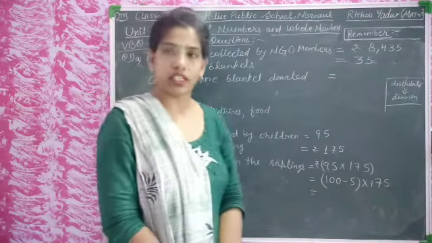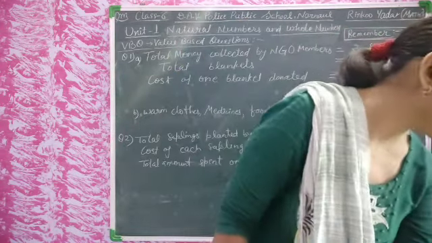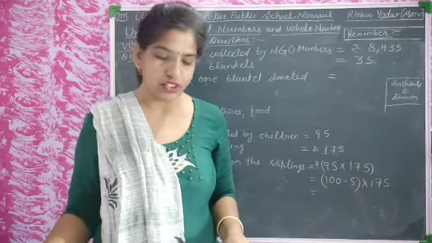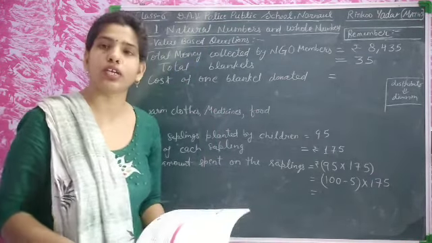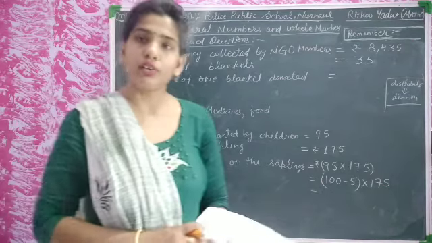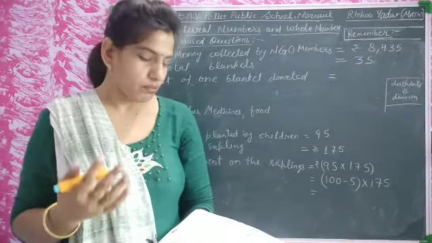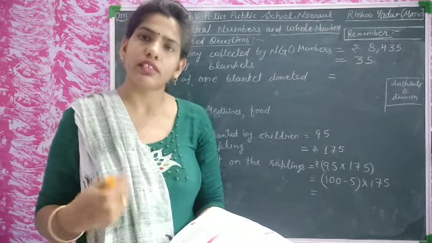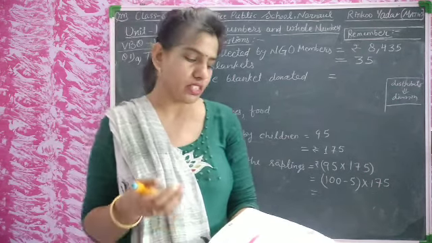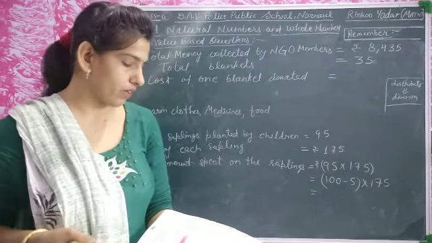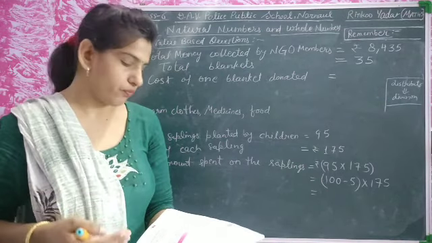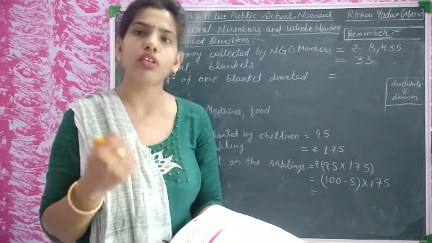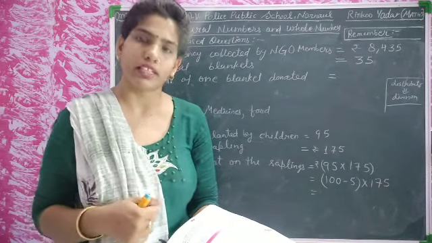In value based questions there are two questions. Question number 1. There is the statement here: members of an NGO decided to provide blankets to an old age home. We have to donate some blankets to the old age home. So NGO members decided that for this purpose a sum of 8,435 was collected. 8,435 rupees was the total money collected by all the members of the NGO to donate the blankets.